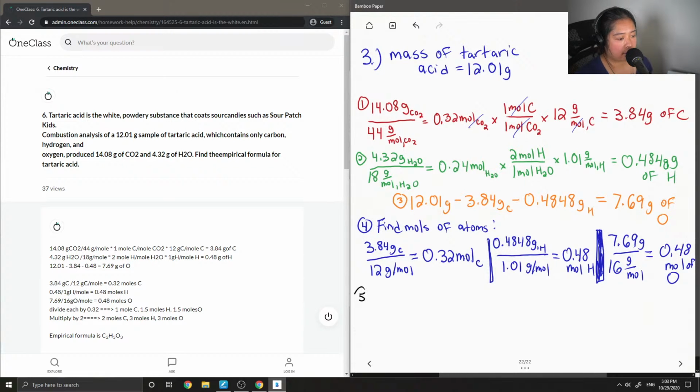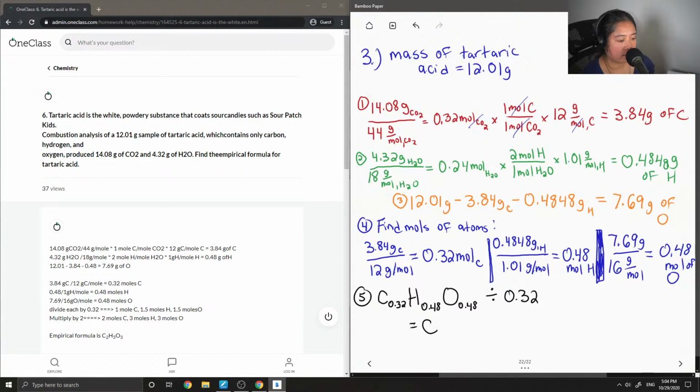Okay, so for this last step, I'm going to try to write out this empirical formula just by using the mole values that we got. So for carbon, it was 0.32. For hydrogen, it was 0.48. And then for oxygen, it was also 0.48. So I want to try to get these values not in the decimal form. So the first step I'm going to do is to divide everything by the lowest value, which is 0.32.